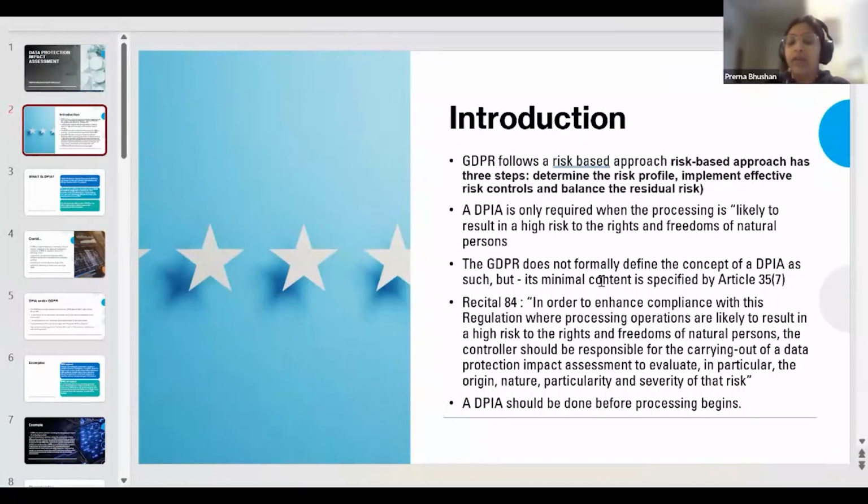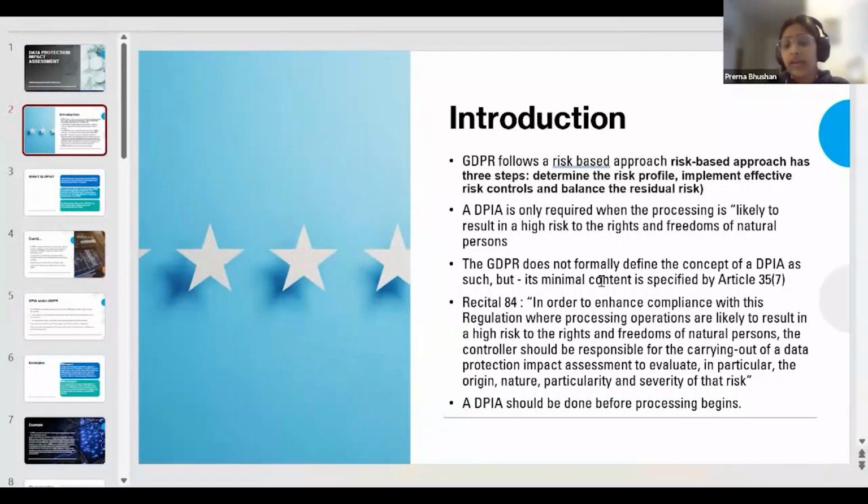And when does it happen? When the processing operation is likely to result in high risks to rights and freedoms of natural persons. So it's likely to result. You don't have to have a proof that it will. A mere apprehension that this is likely to result in high risk, you have to do a DPIA there. The controller should be responsible for carrying out a data protection impact assessment, because it is the controller who decides how and why the data has to be processed. So this liability falls on the controller.